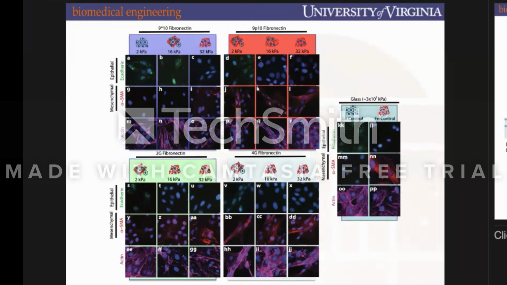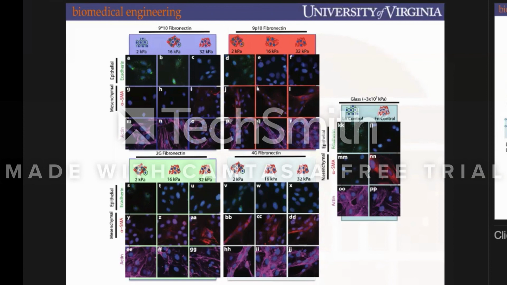You don't see very much because it's not there. The fibronectin is stuck together in a not strained conformation. For 4G, stiffness doesn't matter. You see really robust stress fibers, and you'll see this marker for scar-like fibroblasts present regardless of the stiffness because it has 4G fibronectin.